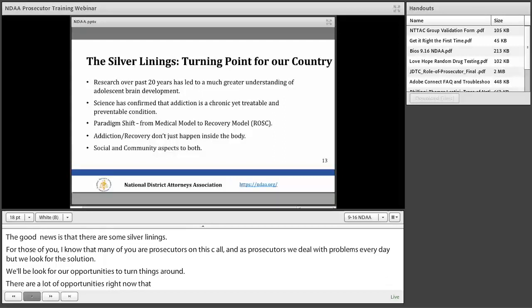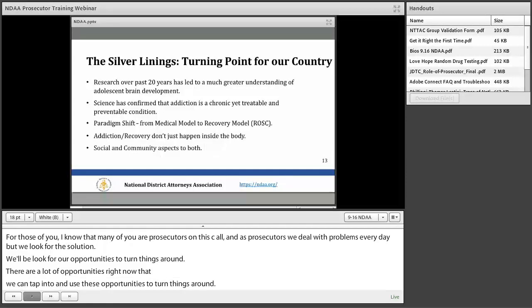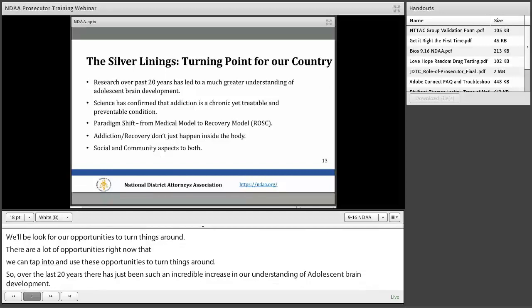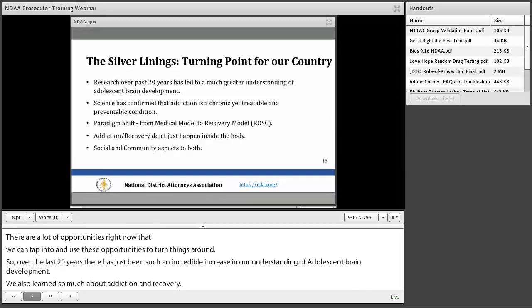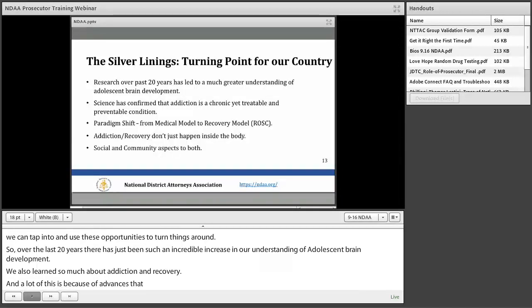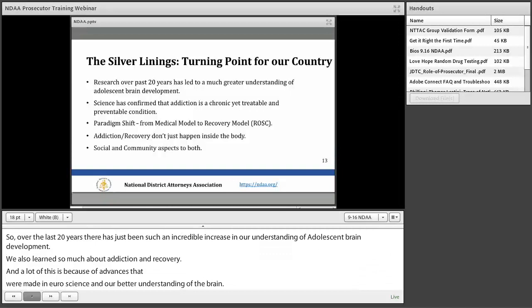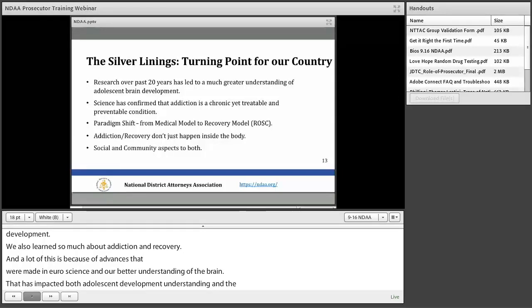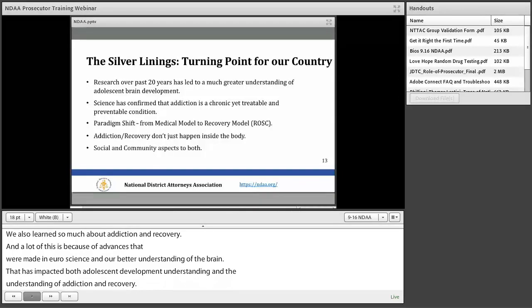Over the last 20 years, there has been such an incredible increase in our understanding of adolescent brain development. We also learned so much about addiction and recovery. A lot of this is because of advances that were made in neuroscience and our better understanding of the brain. That has impacted both adolescent development understanding and the understandings of addiction and recovery. There's also a momentous paradigm shift underway, and I've been sort of in the front row watching this happen.